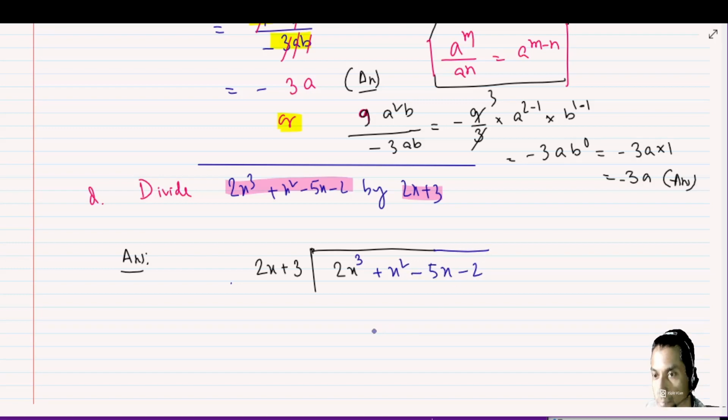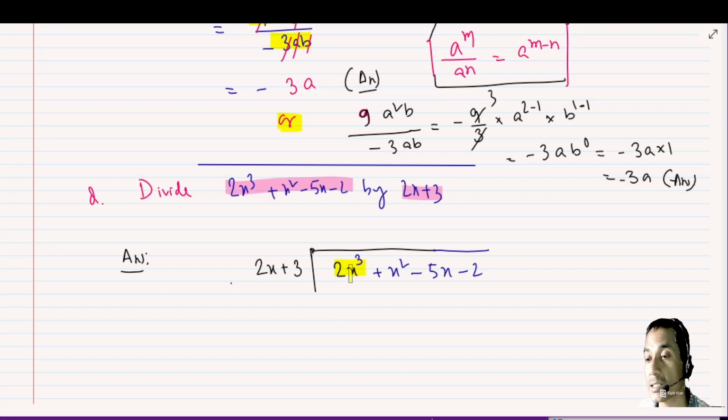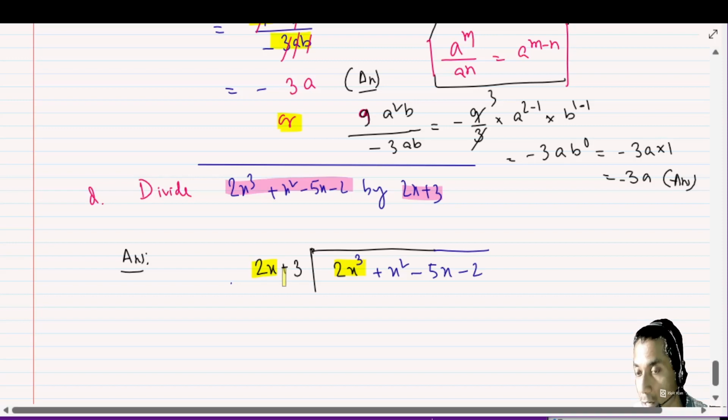Clear? Then what do you have to do? You just check it. Here we consider the quotient. We have to multiply something with 2x, and that could be a constant or a variable, to match this entire term with this term. Means something should be multiplied with 2x to get the 2x cube.